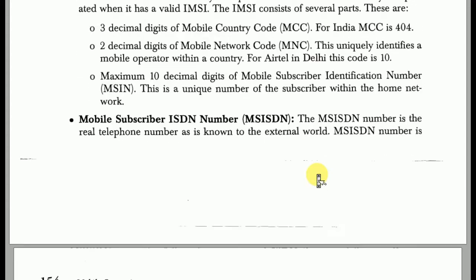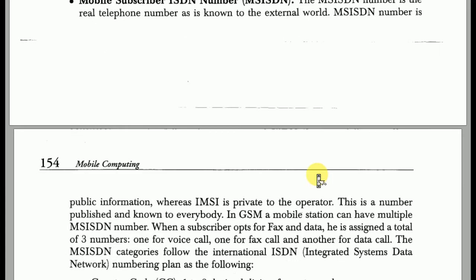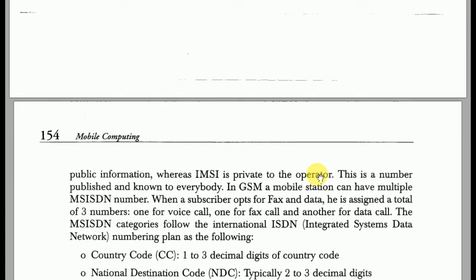Then the next one is mobile subscriber ISDN number, MSISDN. The MSISDN number is the real telephone number as is known to the external world. MSISDN number is public information, whereas IMSI is private to the operator. This is a number published and known to everybody. In GSM, a mobile station can have multiple MSISDN numbers. When a subscriber opts for fax and data, he is assigned a total of 3 numbers: one for voice call, one for fax call, and another for data call.